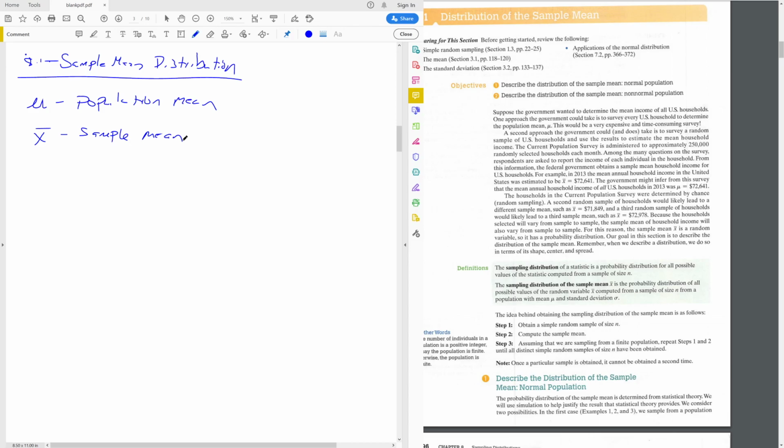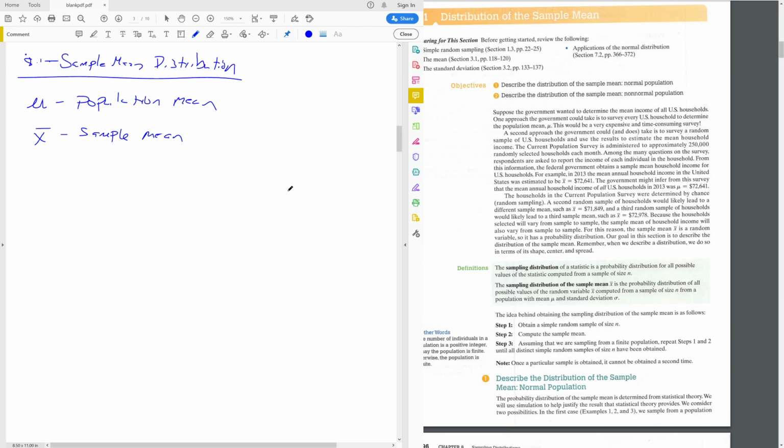And so this is saying that suppose they randomly select 250,000 households, and they get a sample mean of 72,641. Okay, so that's the X bar, right? That's the sample mean. It's not necessarily the population mean, but it's the mean they got from their sample.